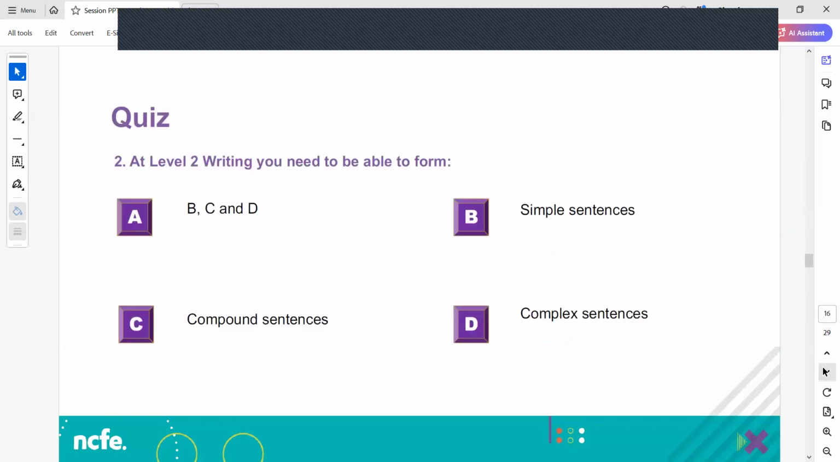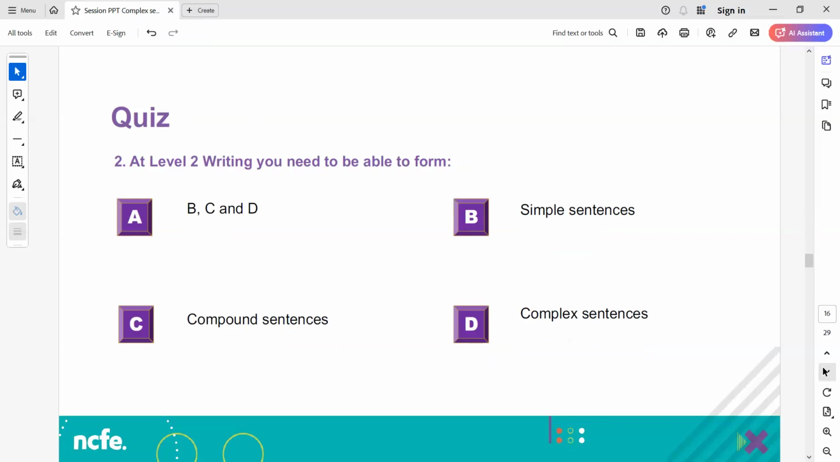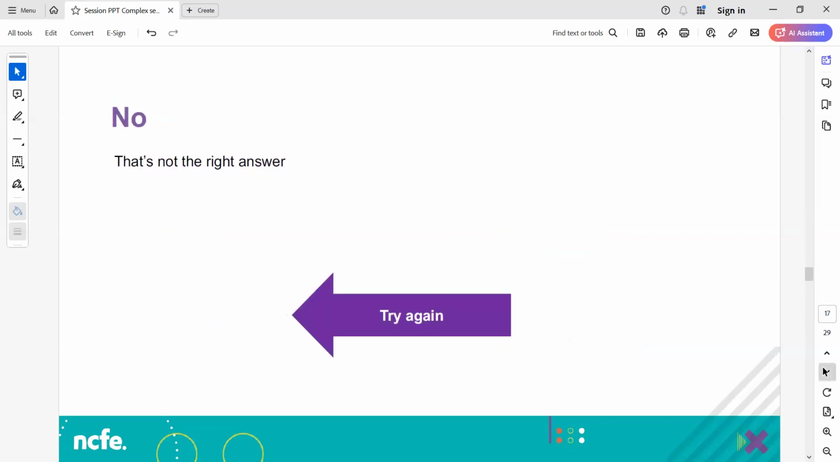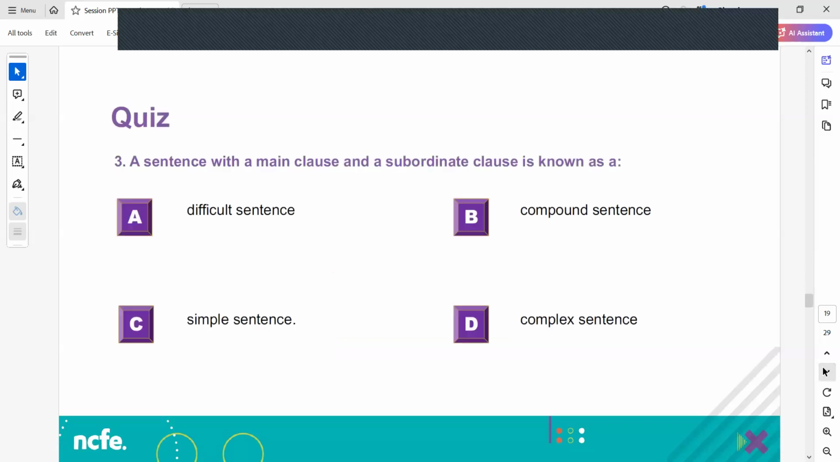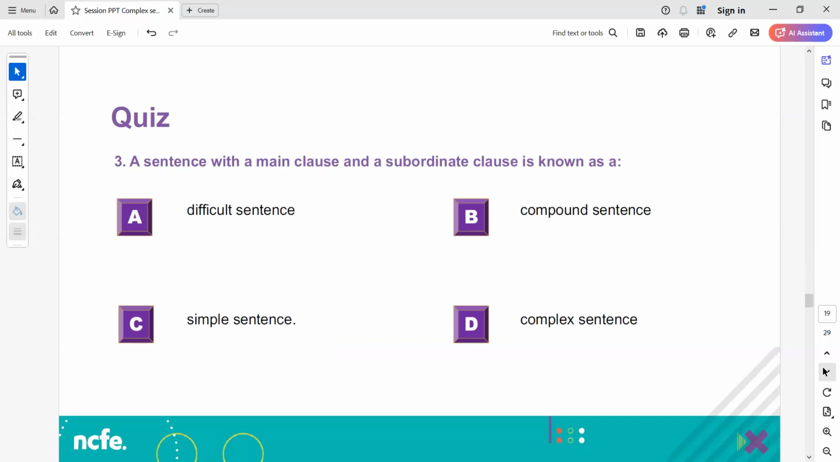At level 2 writing, you need to be able to form what? Is it simple sentences, compound sentences, complex sentences, or all of them? Yeah, all of them. Well done. So it's A. A sentence with a main clause and a subordinate clause is known as what? Complex sentence. Good, complex sentence.